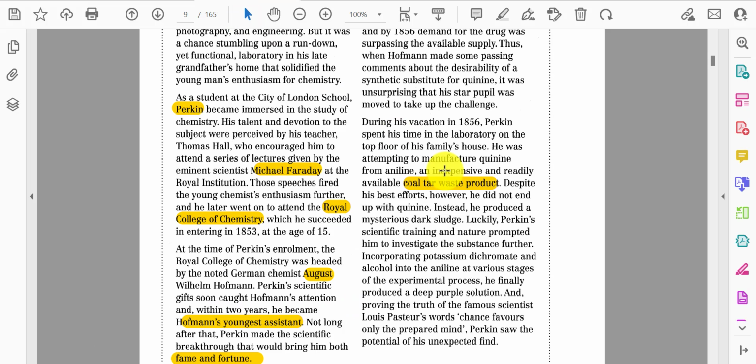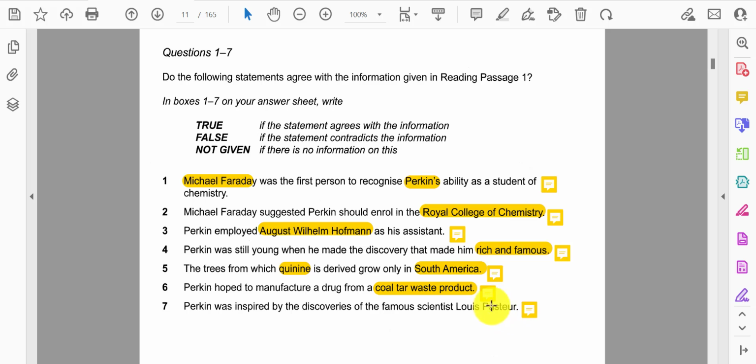Back to the reading, let's read the sentence. He was attempting to manufacture quinine from aniline, an inexpensive and readily available coal tar waste product. Attempting to means that he hoped to make something. That's why he was trying to do it. Statement number 6 is true.